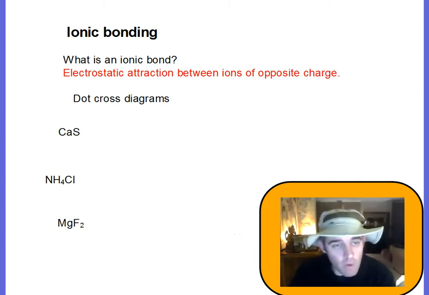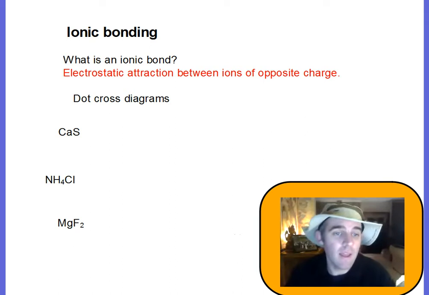The positive ion has come about because a species has lost an electron and become positive, and the negative ion has come about because a species has gained an electron and become negative. So here we've got calcium sulfide. Calcium would lose 2 electrons because the ionization energies in metals are low compared to non-metals, and the non-metals have a high electron affinity. They want to gain electrons. So the non-metal would gain the electrons.